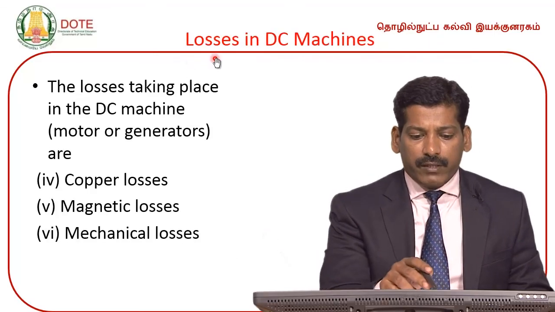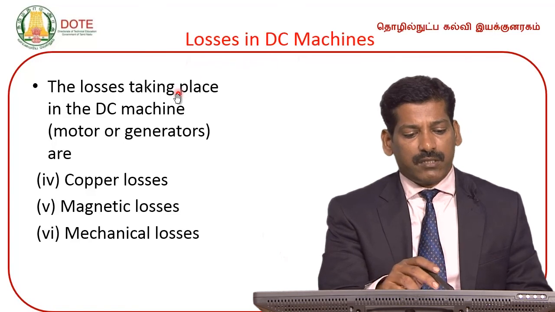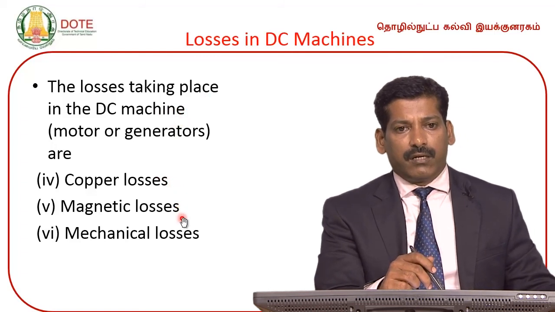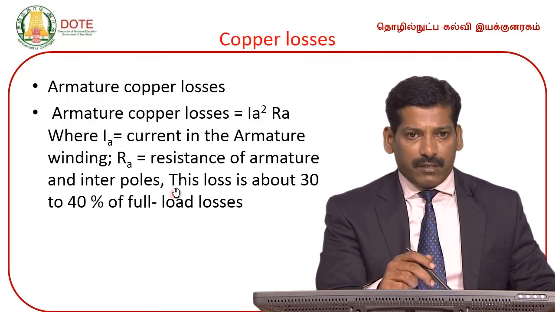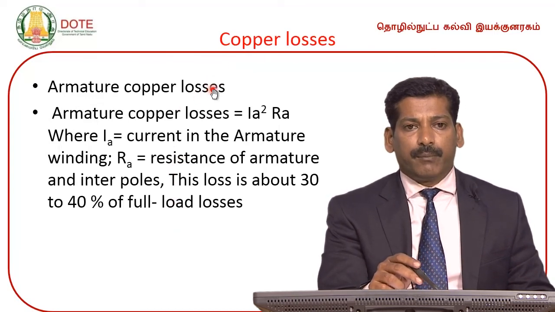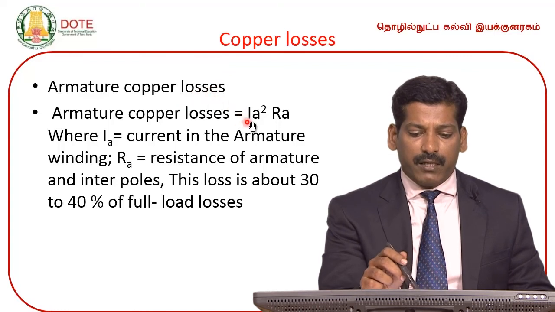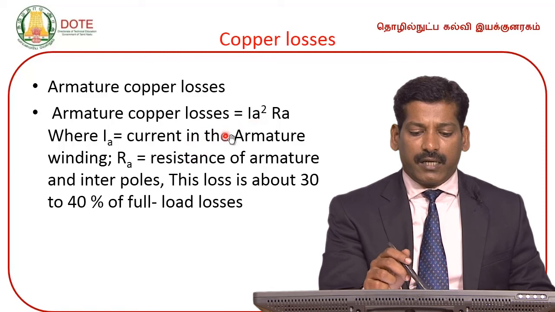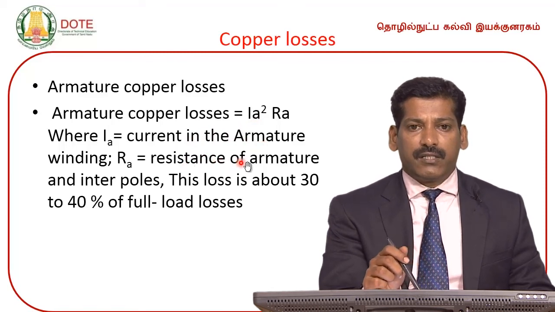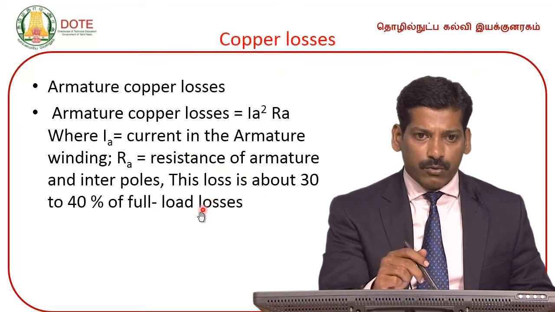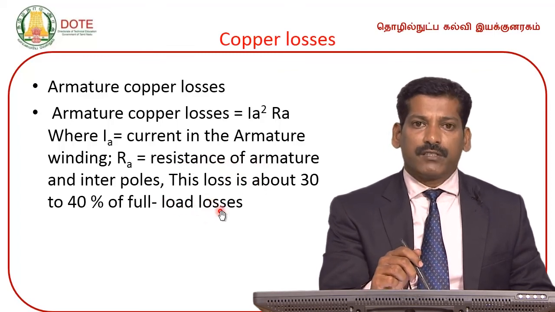Now, we will get into the losses in a DC machine. The losses taking place in a DC machine are copper loss, magnetic loss, and mechanical loss. Now, copper losses: armature copper loss is given by the expression Ia square Ra, where Ia is the current in the armature, Ra is the resistance of armature and interpoles. This loss is about 30 to 40% of full load losses.